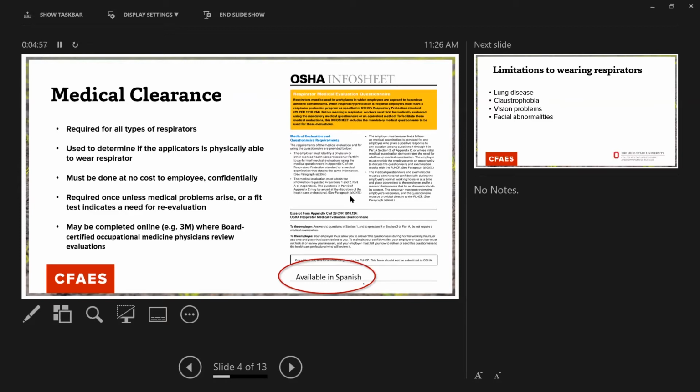So the medical clearance, again, this is an OSHA info sheet here that these are the standard questions that need to be submitted. This can be taken to your physician or a licensed medical professional. You also have the option of doing this medical clearance online. So 3M is one company who will offer this online, where you can have your employees log in, fill out the questionnaire, again, confidentially, and on the other end of this questionnaire, a medical professional will go through and either accept your evaluation or say that you need more medical clearance.